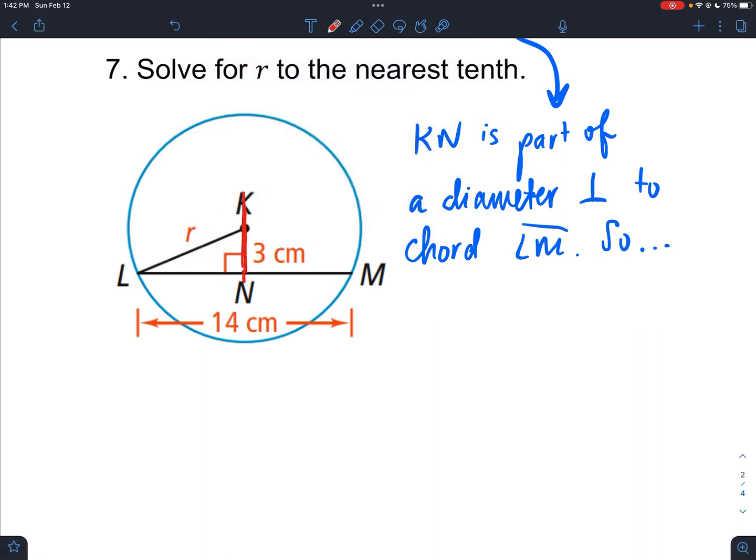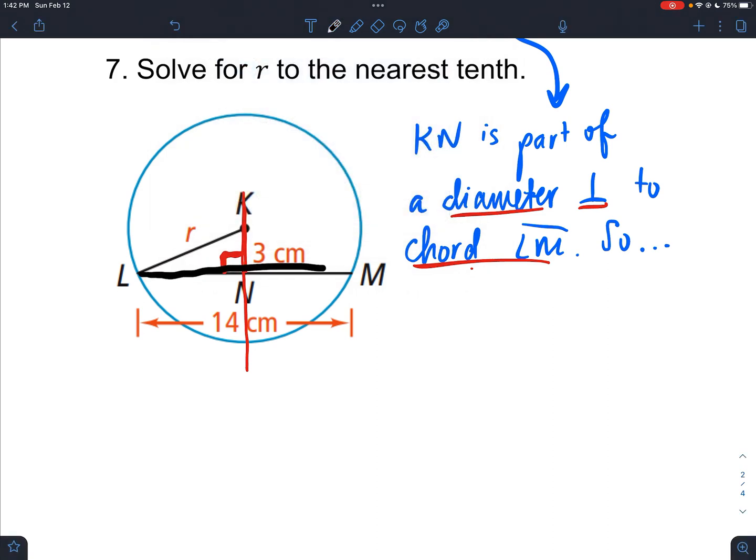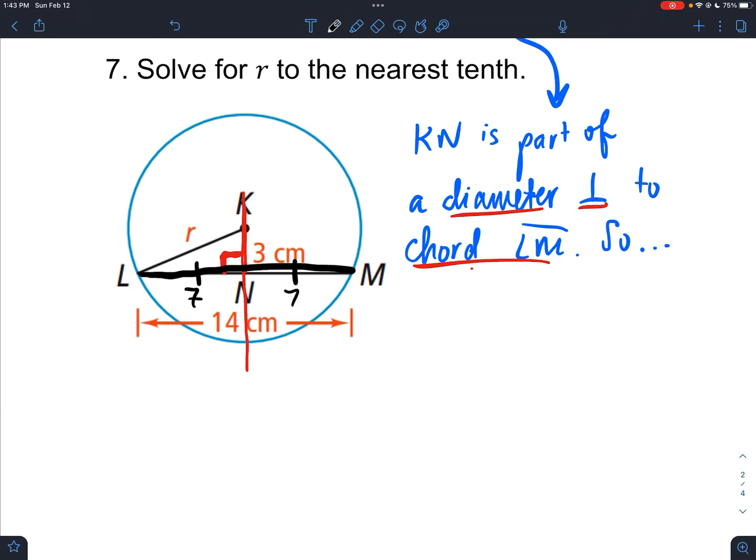So let me walk through some of these. So notice that we do have a little segment through the center. This could be extended down, and that makes that T shape. Okay? And we're told that it's a right angle. So this is saying that KN, the diameter I drew in, is perpendicular with the chord. It's perpendicular. We have the right angle symbol. So that means that this and this, it's been bisected. So we have 7 and 7.